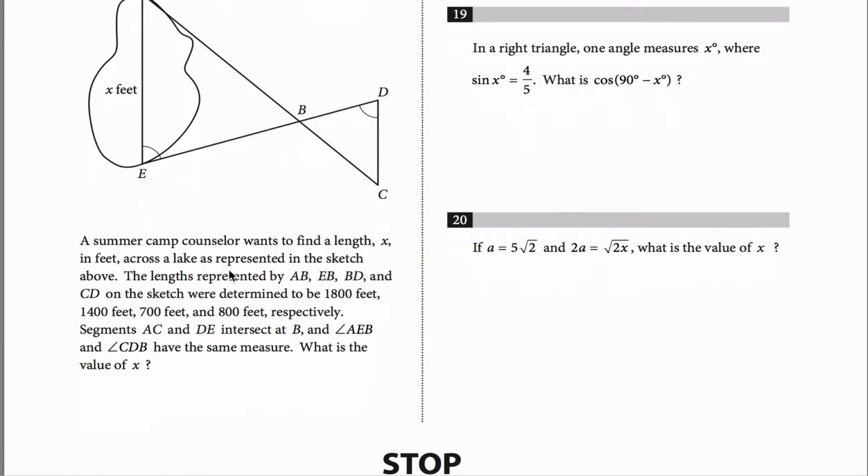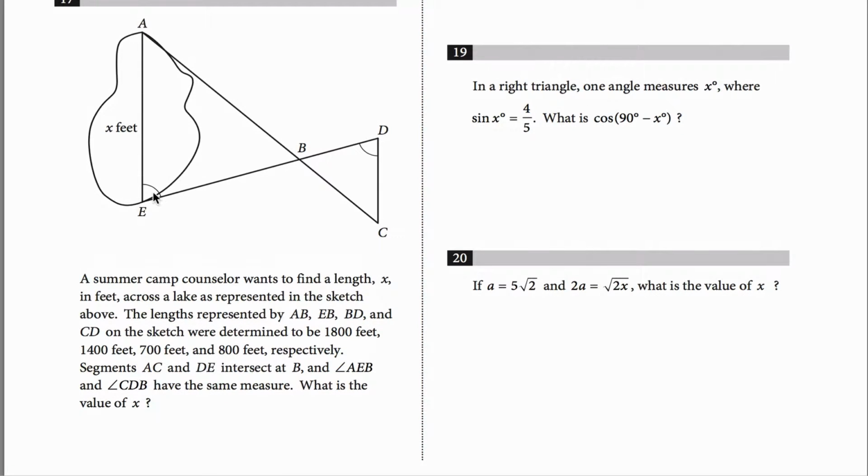17. A summer camp counselor wants to find a length x in feet, which is labeled in your picture right here, across a lake, and it tells you that AB, EB, BD, and CD were determined to be 1,800, 1,400, 700, and 800 feet respectively. What is the value of x? What I would do is label my picture. It tells me that AB is 1,800. So I have an 1,800 right here.